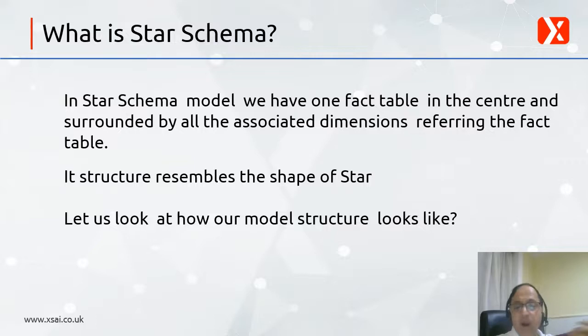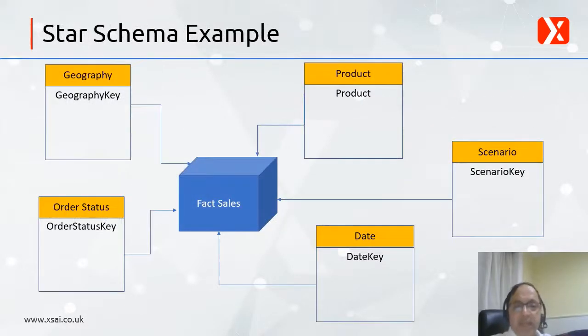Let's see what the model for our case study looks like. So we have the sales fact in the center, and all the dimensions referring to it, like geography, order status, product, date and scenario, are surrounding it, and it resembles a star. So it's as simple as this.